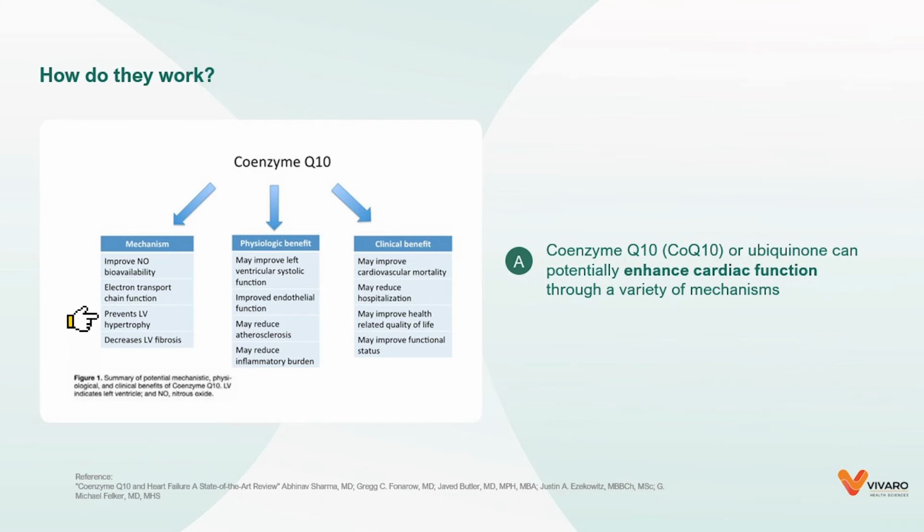For the cardiac benefit, it prevents left ventricular hypertrophy as well as decreasing LV fibrosis. So this is translated later on into the clinical benefit. So in terms of physiologic benefit, there's improvement of left ventricular systolic function, improvement of endothelial function, reduction of atherosclerosis, and reduction of inflammatory burden. So the inflammatory burden, of course, is applicable to the entire body.